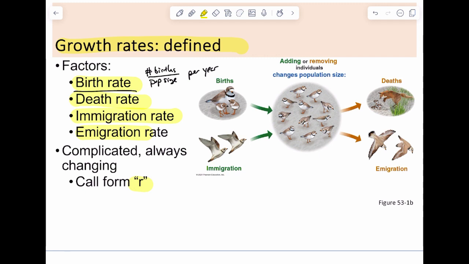Anyway, what we can do is take all of these things, and I could calculate r, which would be my birth rate, plus my immigration rate, minus my death rate, minus my emigration rate.